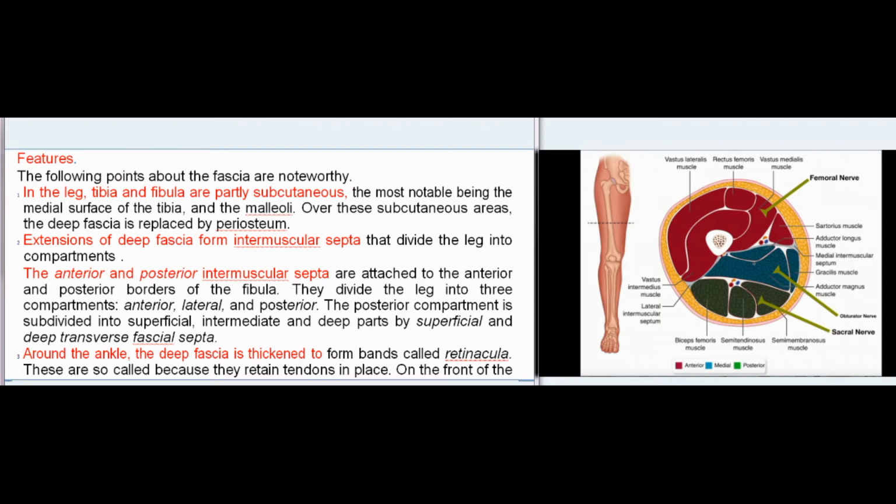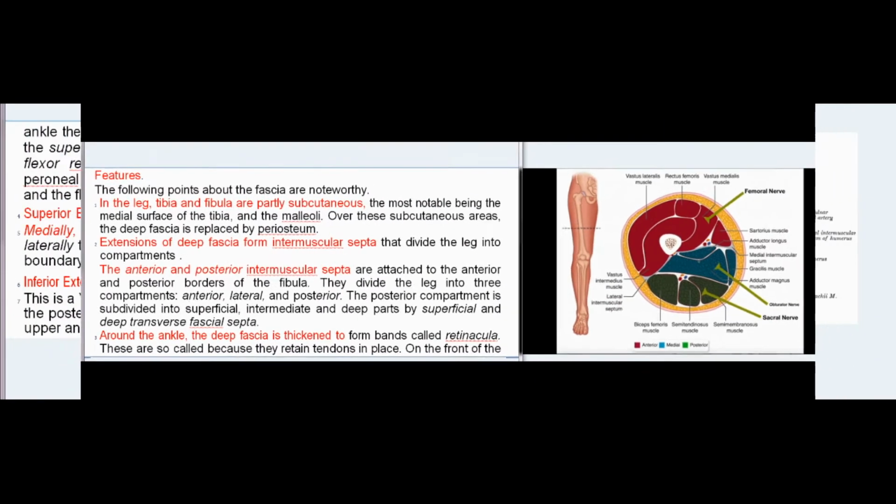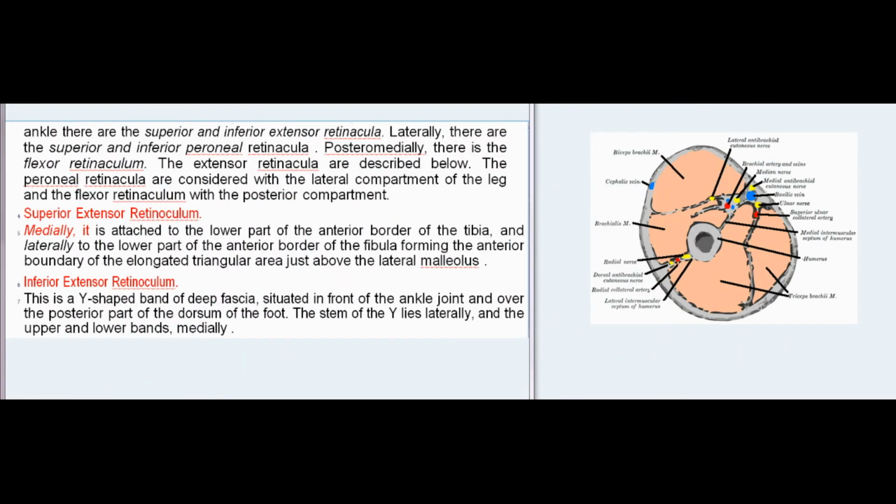3. Around the ankle, the deep fascia is thickened to form bands called retinacula. These are so called because they retain tendons in place. On the front of the ankle there are the superior and inferior extensor retinacula. Laterally, there are the superior and inferior peroneal retinacula. Posteromedially, there is the flexor retinaculum. The extensor retinacula are described below. The peroneal retinacula are considered with the lateral compartment of the leg and the flexor retinaculum with the posterior compartment.